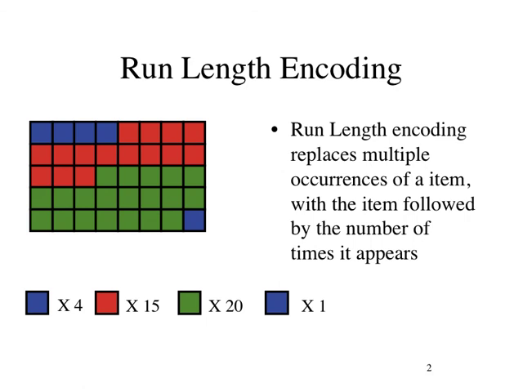Maybe I should just give you the definition, it might actually be easier. Run length encoding replaces multiple occurrences of an item with the item followed by the number of times it appears. So instead of saying blue, blue, blue, blue, you'd say blue times 4. Instead of going red fifteen times, you just go red times 15. Instead of green, green, green, just say there's 20 greens, and get on with it. So that's a very basic form of compression, and that's something GIF uses.